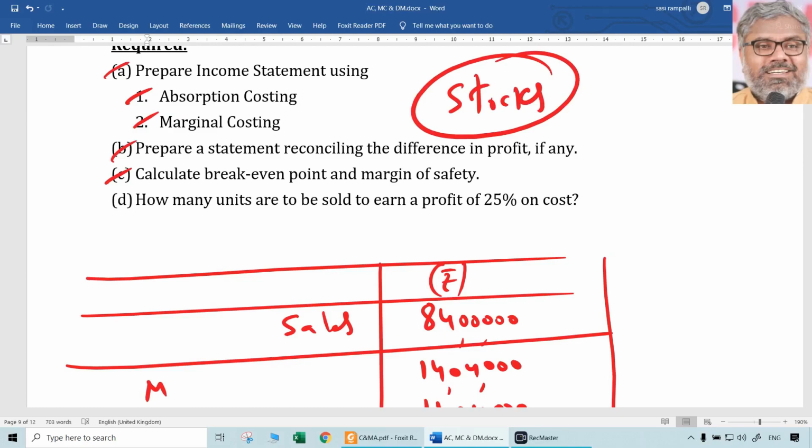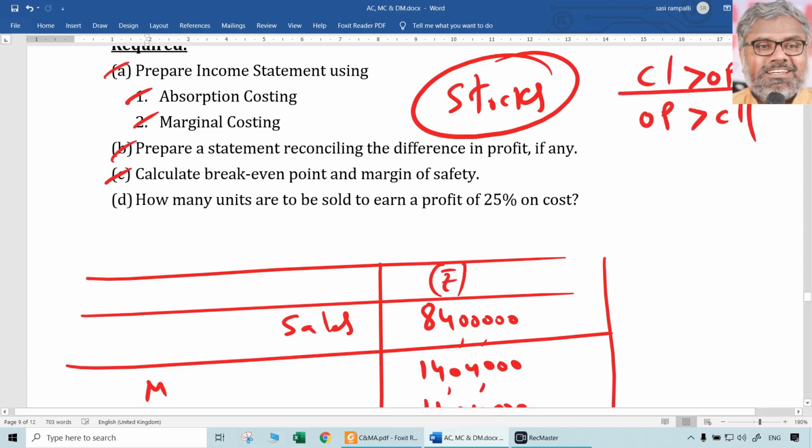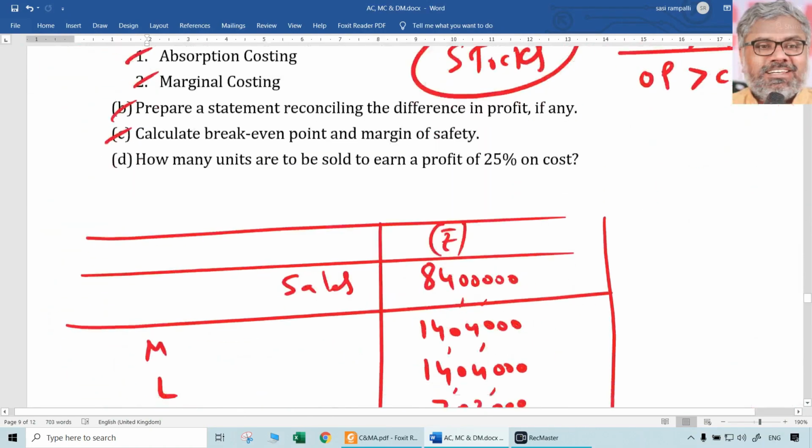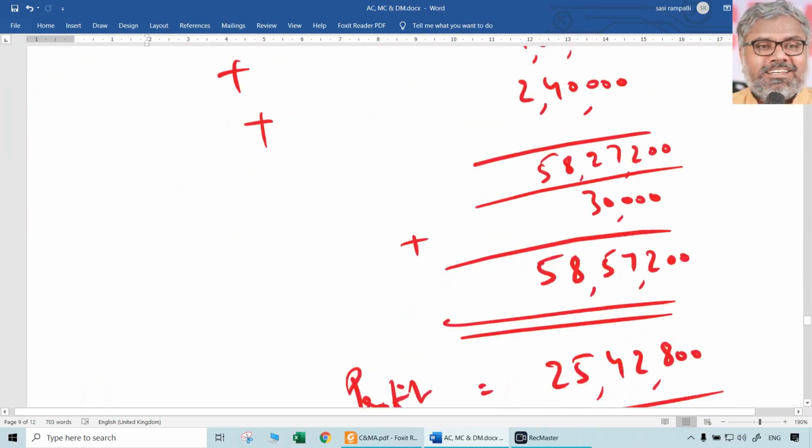The difference only comes when the closing stock is more than the opening stock, or the opening stock is more than the closing stock, and then you ask where the profits will be higher. If the closing stock is more than the opening stock, absorption costing will have more profit. If the opening stock is more than the closing stock, marginal costing will show more profit. That's the application of the concept of distinction between absorption costing and marginal costing.